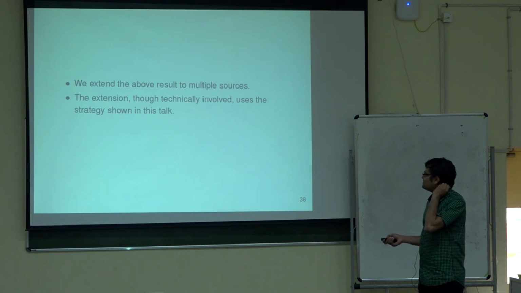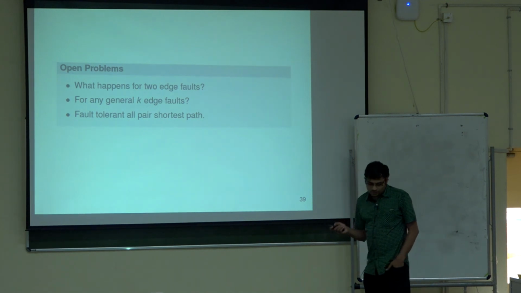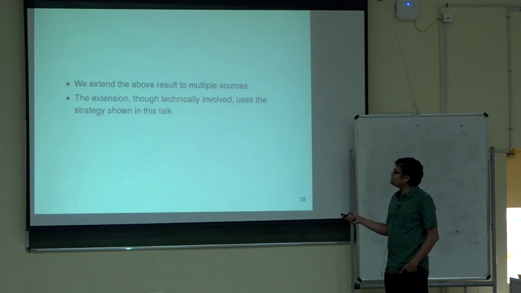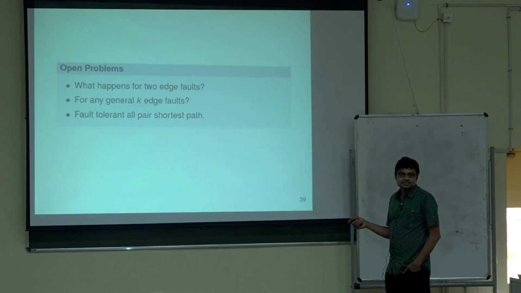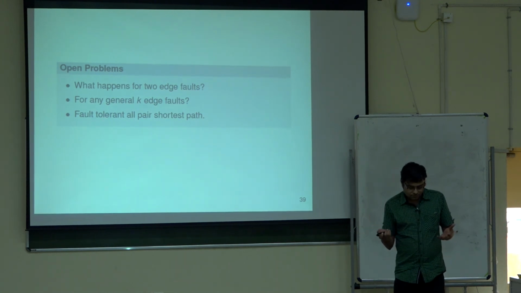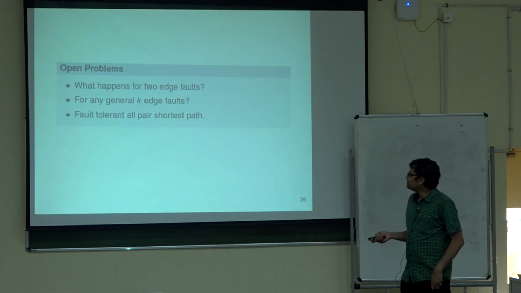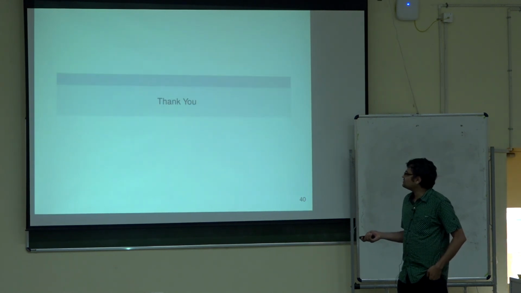We extend this result even to multiple sources, though the extension is slightly technical, but it uses whatever we have done in this class. And there are many open problems. One of the open problems is what happens when we have two faults. It's actually not very easy. It involves a lot of case analysis. In general, what will happen if there are k exceptions? What happens when there is no single source, but all the vertices are sources? So this is all I have. Thanks.